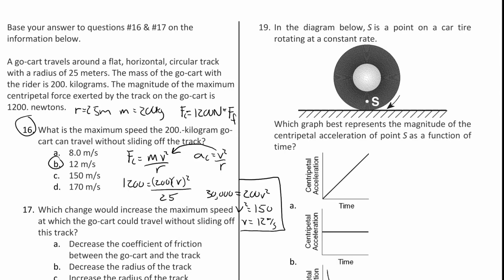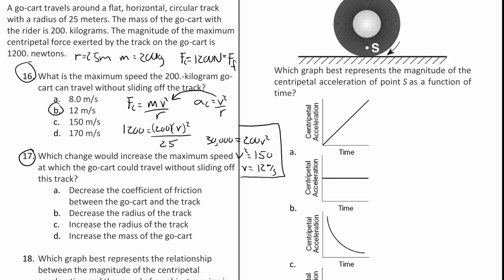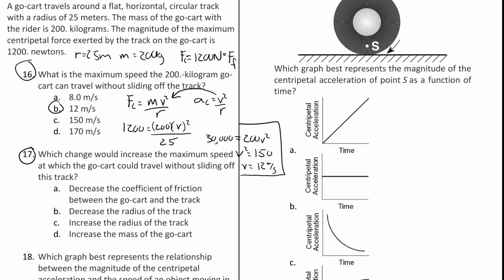Okay, number 17. If you can't picture what's going on here, this one's kind of tough at first. But this is almost conceptual. If you could picture what's going on, you could see the choice right away. So A is definitely more conceptual than anything. It says which change would increase the maximum speed at which the go-kart could travel without sliding off this track. Again, the centripetal force in this case is the frictional force, the friction between the tires and the road. So if the frictional force decreases, you're not going to be able to go as fast.